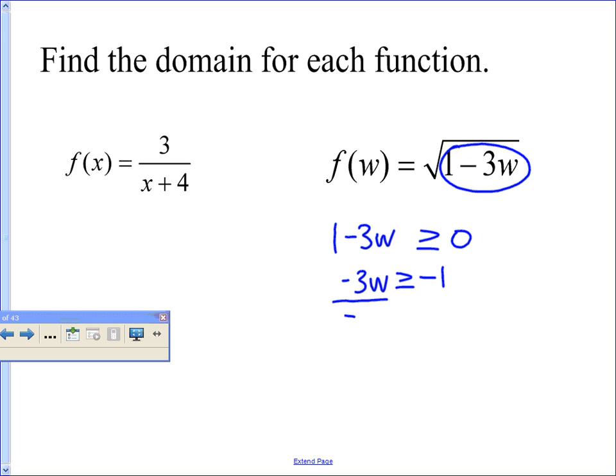Now I need to divide both sides by -3. Once I divide both sides by -3, you need to remember the rule with inequalities. Anytime I divide by a negative, this is going to change. So that becomes W is less than or equal to 1/3.